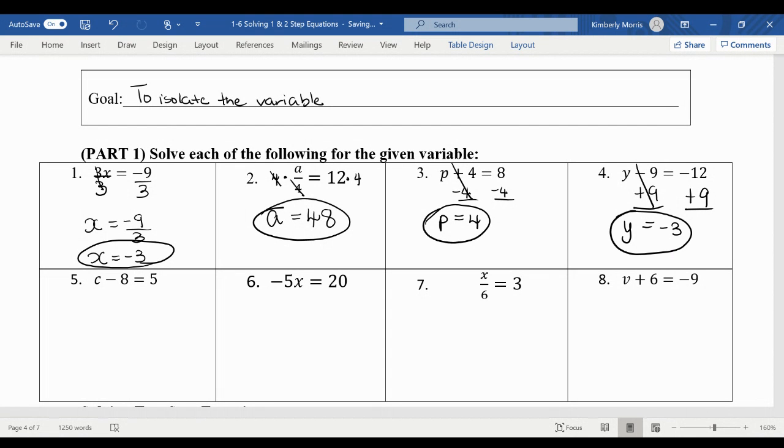And there we solved for x, a, p, and y. Go ahead and try 5 through 8 for yourself.